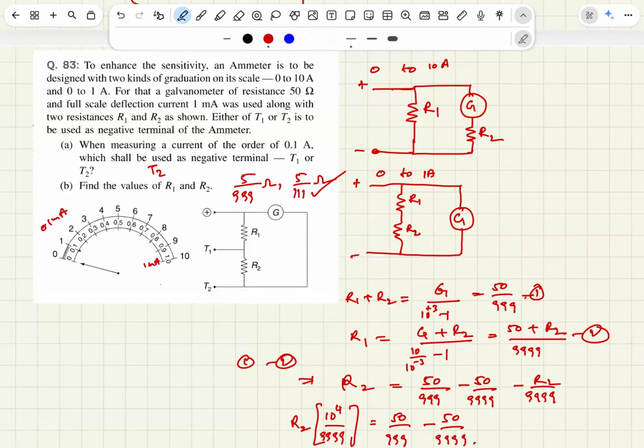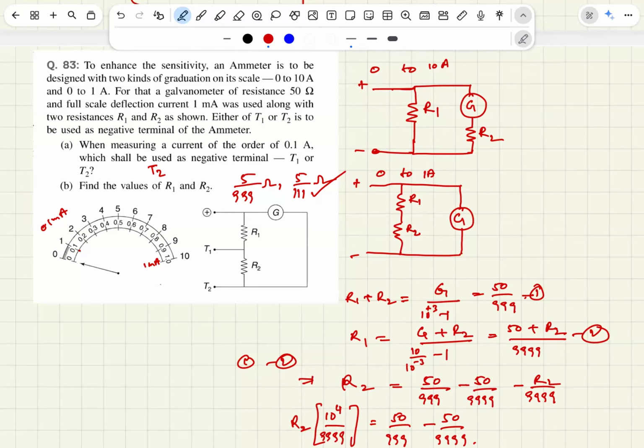Now, for that, a galvanometer of resistance 50 ohms and full scale deflection current of 1 milliamp was used with the two resistances R1, R2. Actually, you are seeing a multimeter. I can see a multimeter in this. That's a multimeter, or an ohmmeter, otherwise.